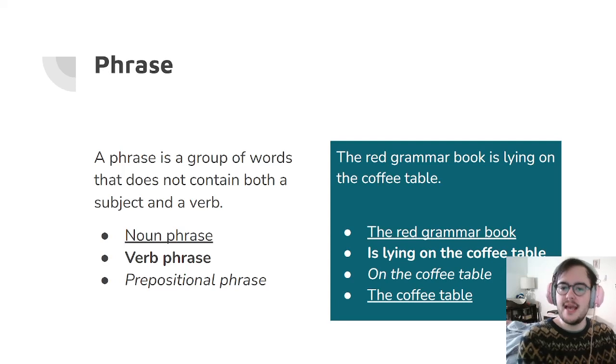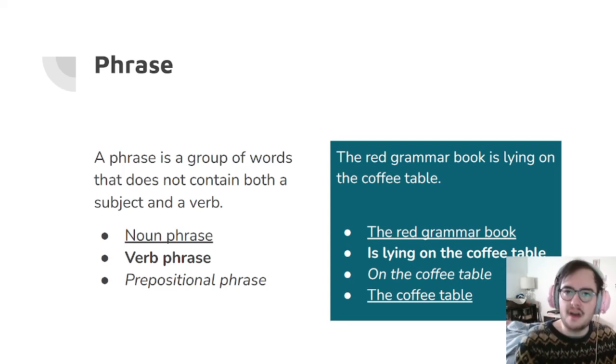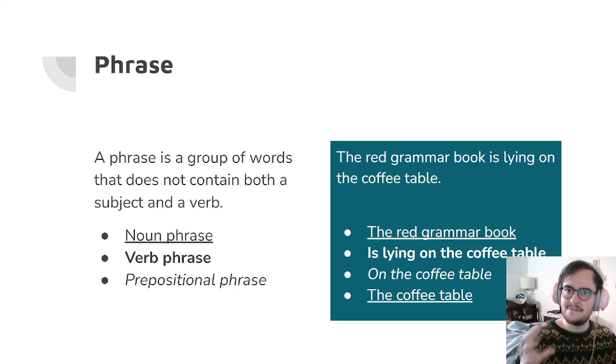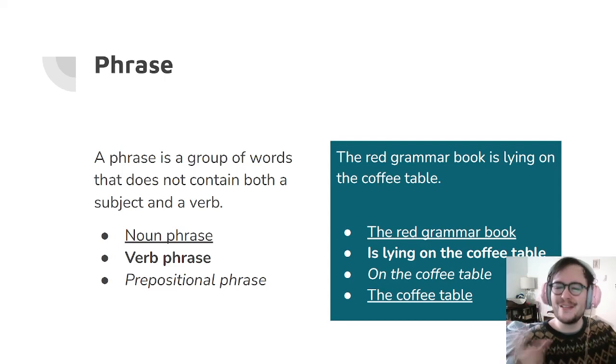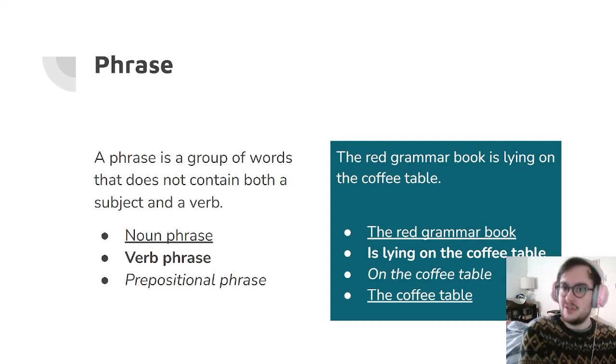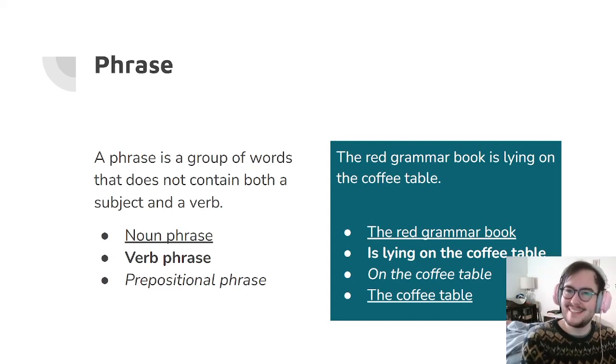Here are some examples. The red grammar book is lying on the coffee table. The red grammar book is the noun phrase. The red grammar book. That's not a full sentence. There's no verb. But it does tell us something. Is lying on the coffee table is our verb phrase. That's not a full sentence because there's no subject. What is lying on the coffee table? It's the red grammar book. So putting those together gives us a full sentence. On the coffee table is a prepositional phrase. And the coffee table is a noun phrase.